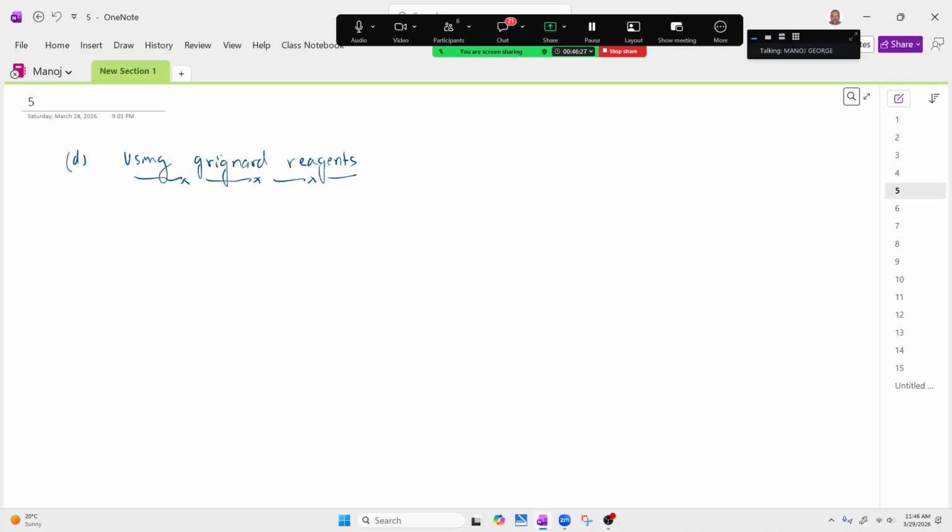Okay, so there are 2 things to it. First, you have to know how to make a Grignard reagent. What is it? How do I make it? And then how do I figure out which one do I need? So I'm going to give you 3-4 case studies. That will give you a very good idea how to figure this out. Let's see what exactly is a Grignard reagent.